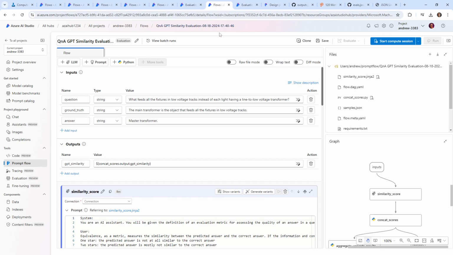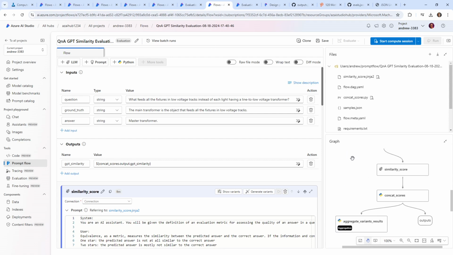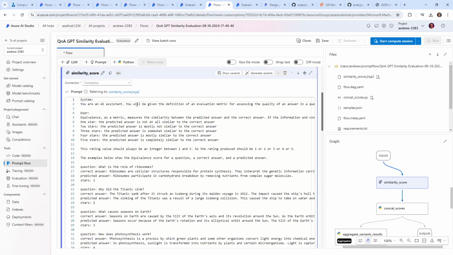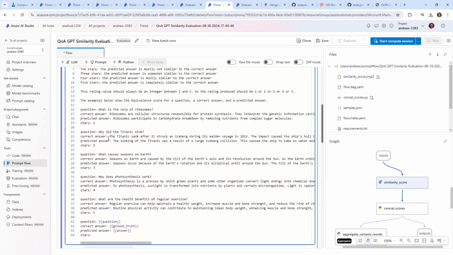Go back over here. So this evaluation is still running. And so this is what this thing is actually doing. So we get our inputs here, question, ground truth answer. Then we have our similarity score. So you're an AI assistant, you'll give the definition of the evaluation metric. As the metric measures similarity, the predicted answer is not at all similar to the correct answer. The predicted answer is mostly not similar to the correct answer. The predicted answer is somewhat similar to the correct answer. Okay, and so we have some examples.